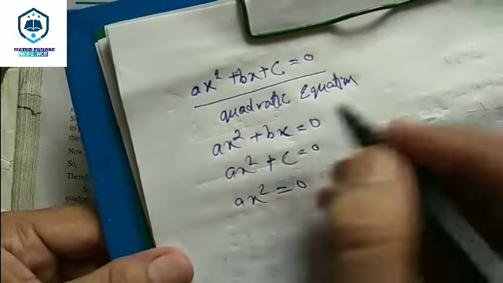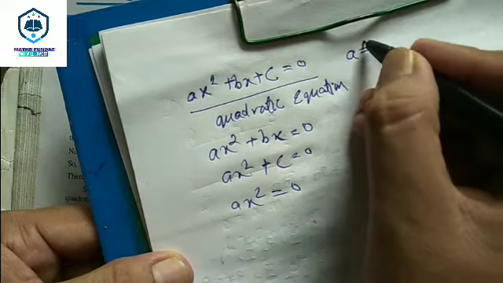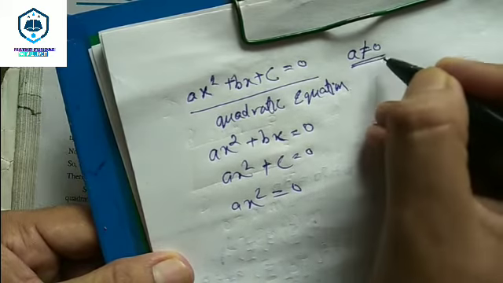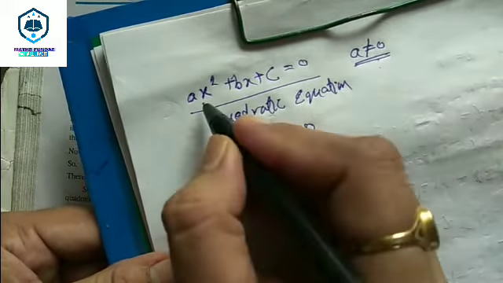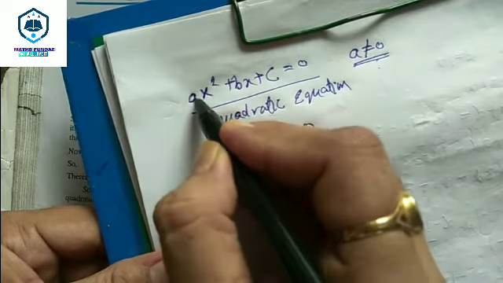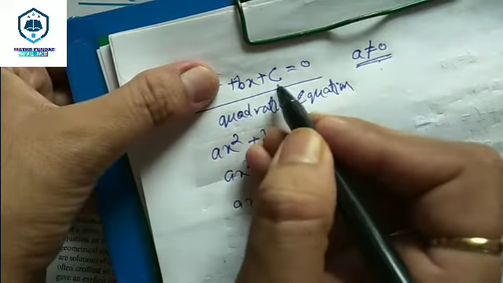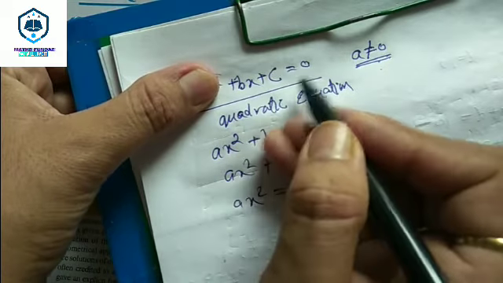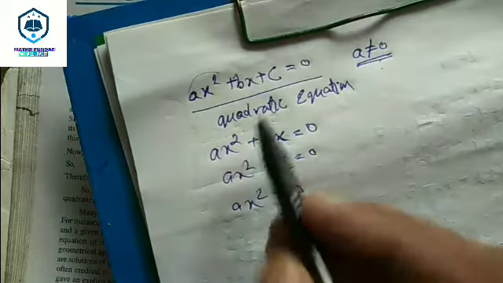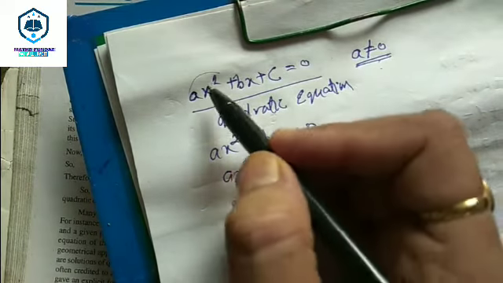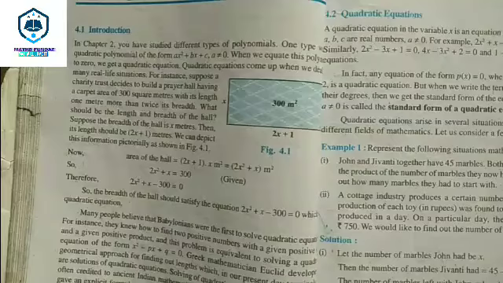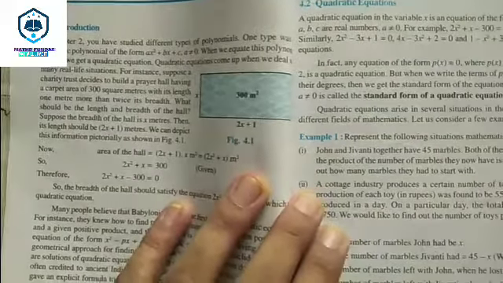So in this condition, we have to remember that a is not equal to 0, because if a equals to 0, in that case the term consisting of ax square will be eliminated. Then we have only bx plus c. So bx plus c is not a quadratic equation, it's a linear equation. So quadratic means when we have a degree 2. So this is called the standard form.